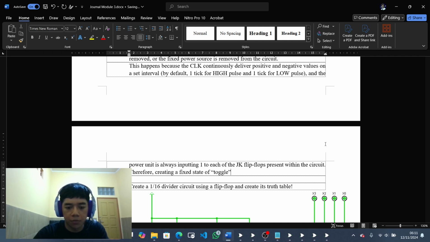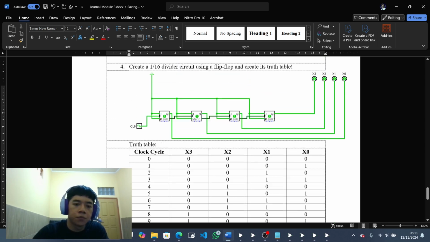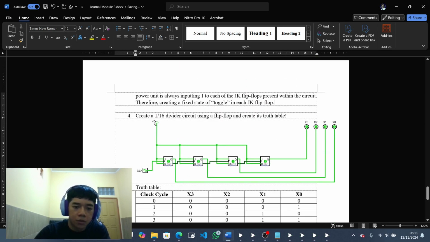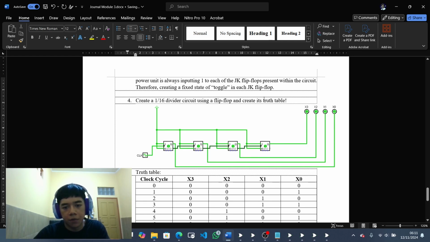In each JK flip-flop. Moving on. Create a 1/6 divider. This is a 1/6 frequency divider circuit using a flip-flop, maybe flip-flops, and create its truth table.